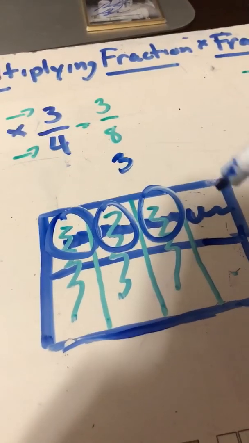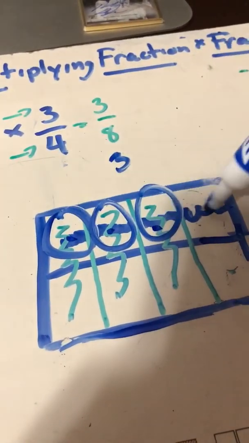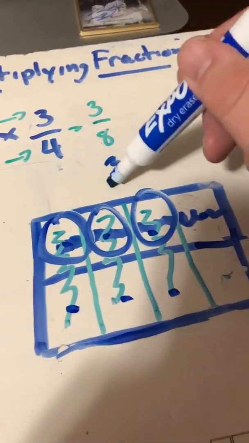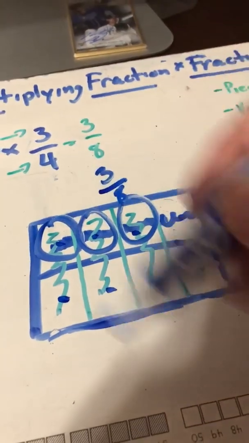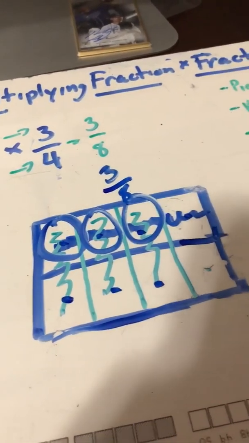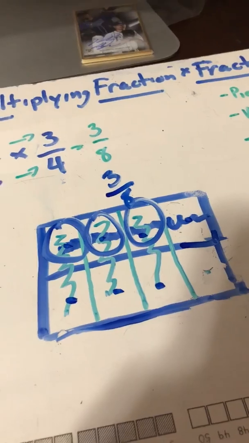And then my total number of squares, 1, 2, 3, 4, 5, 6, 7, 8, is going to be my denominator. So this is my model, and this is the answer I end up getting. It's 3/8.